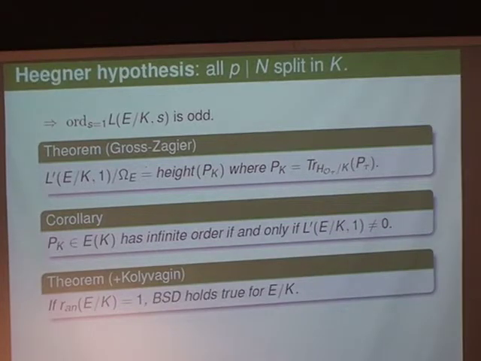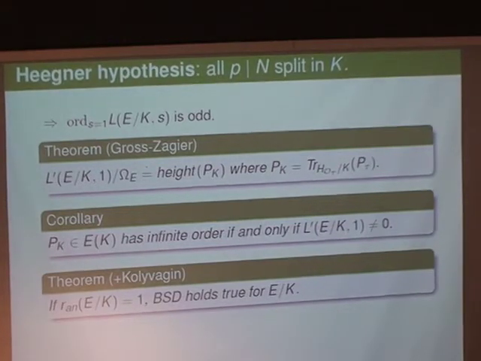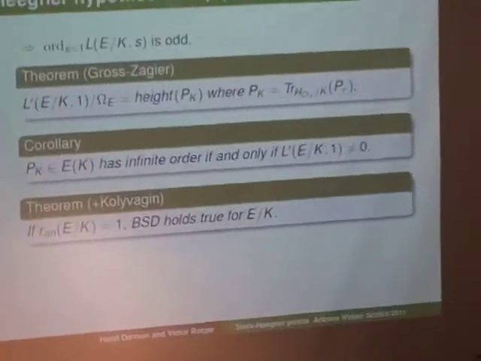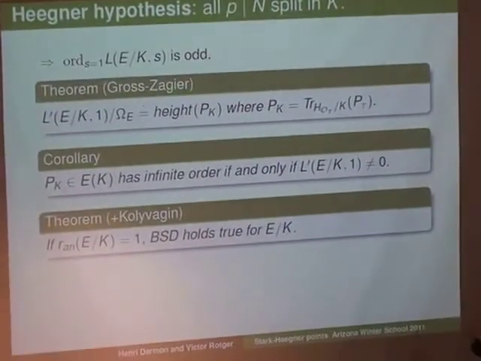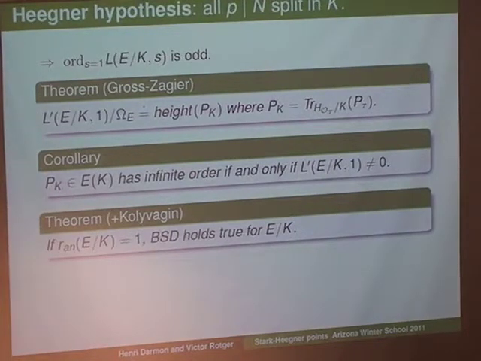On the other hand, if we not only know that the rank is odd, but assume that the rank is exactly 1, this means that this first derivative is non-zero. So by this corollary, this point has infinite order. So this implies that in the group of points of E over K there is at least one non-torsion point. The machinery of Kolyvagin applies to tell you that this is the only non-torsion point. There are no other independent rational points over K on this elliptic curve. So this proves the Birch and Swinnerton-Dyer conjecture for this elliptic curve over this imaginary quadratic field K.